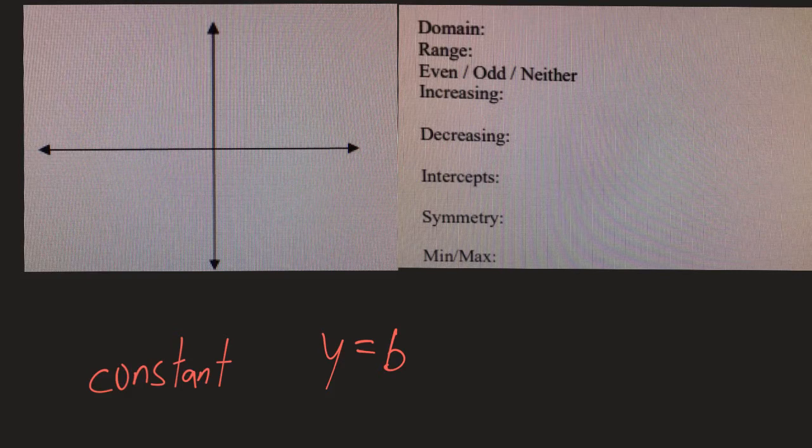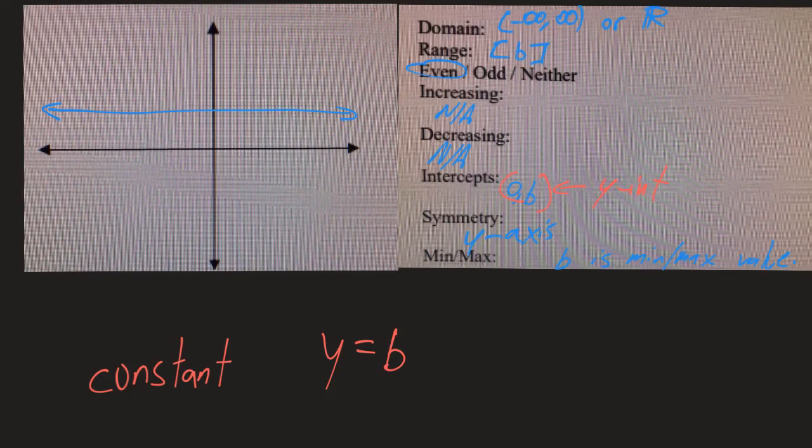Now, constant, I wrote that the equation is y equals b, and y equals b is just that it equals a flat number. So a constant is just a horizontal line, and it goes off infinitely in both directions, okay? So anything that you can come up with for that domain and range, go ahead and do.